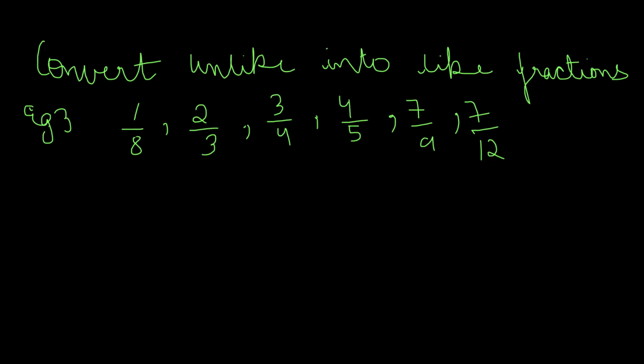So children, how will we convert unlike fractions into like fractions? We already know what a like fraction is: fractions which have the same denominator. So we need to convert the denominators of all these fractions into the same number. Firstly, we will find the LCM of all the denominators. It is solved in your textbook, and on finding the LCM of the denominators, it comes out to be 360. You can pause the video here and find the LCM of all these denominators. So the LCM is 360.